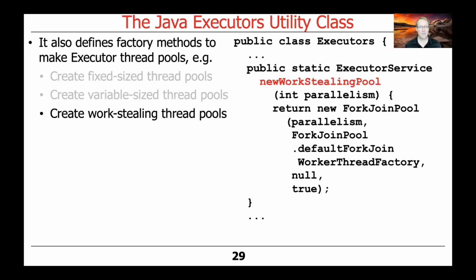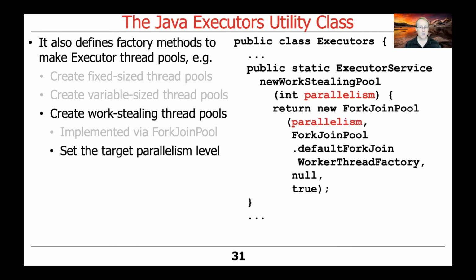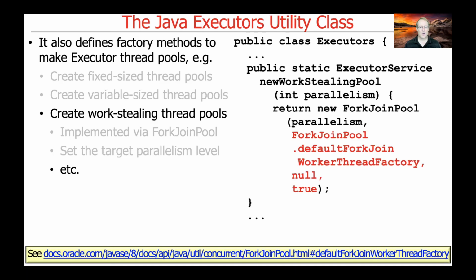There's yet another factory method that's part of the Executors utility class called newWorkStealingPool. And as the name suggests, it creates a fork join pool. You can see here the implementation uses one of the fork join pool constructors, and it passes in the target parallelism level, which you can set to whatever you want. You would most likely set it to be the number of cores on the machine. And then it's also got a couple extra parameters here to make the appropriate types of default threads for use with a fork join pool.